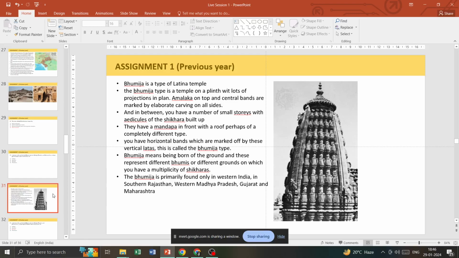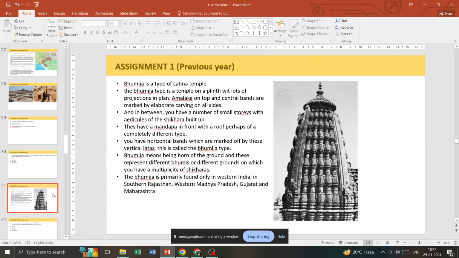So Bhumija is a type of Latina temple. There are two types of Latina temple, Bhumija and Shekhri. Bhumija is a temple on a plinth with lots of projections in plan, a malika on top, and central bands marked by elaborate carving on all sides. In between, there are different small stories with aedicules of the shikhra. Aedicules means a miniature version of something.